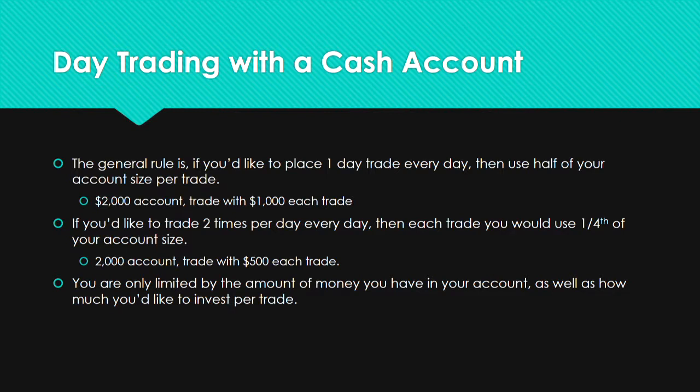So with a cash account, you are only limited by the amount of money you have in your account, as well as how much you like to invest per trade. You are not limited by any 3-day trades every 5 business days or stuff like that. You can trade as much as you want, granted you have the money for it, and granted the amount of size you want to put into your trades.